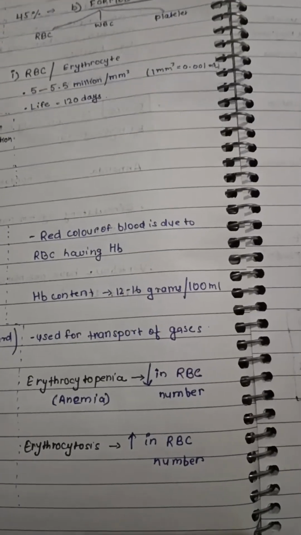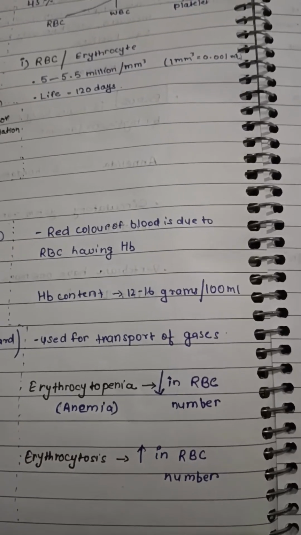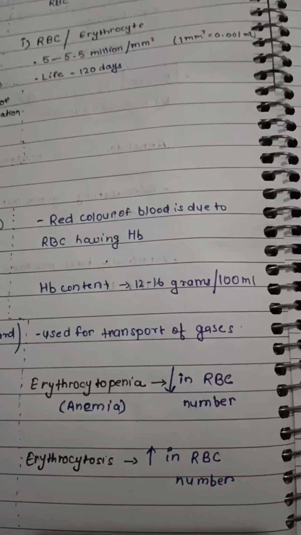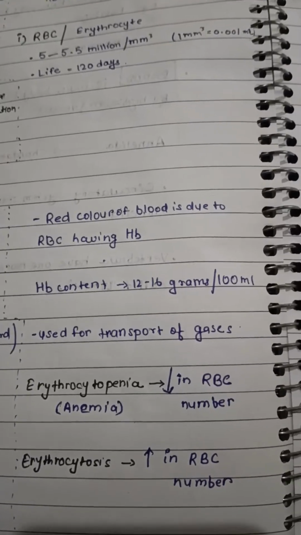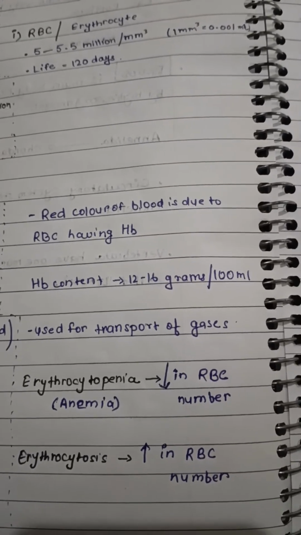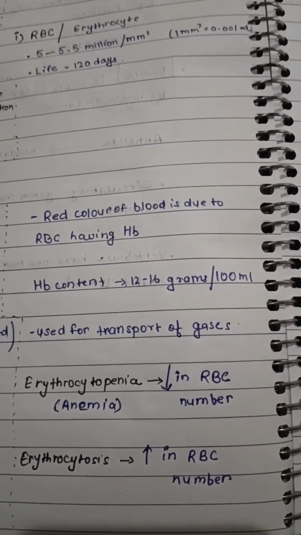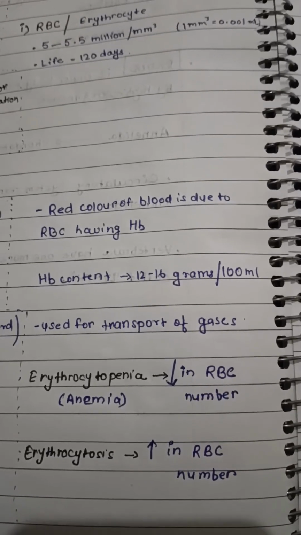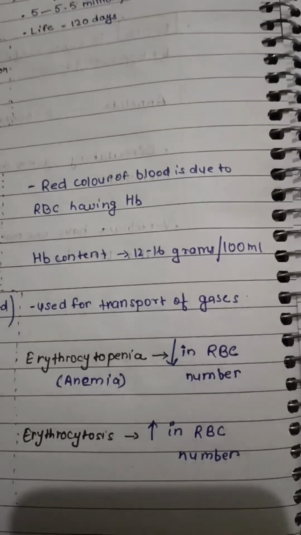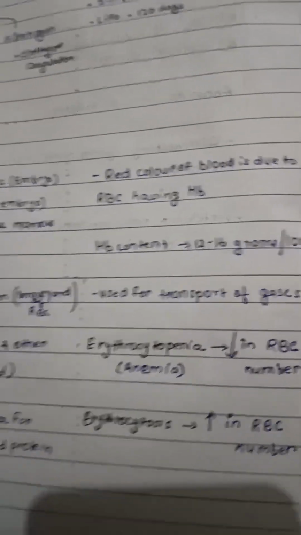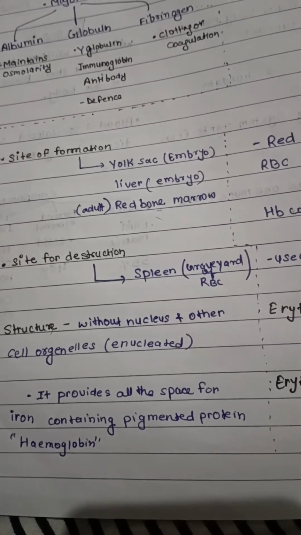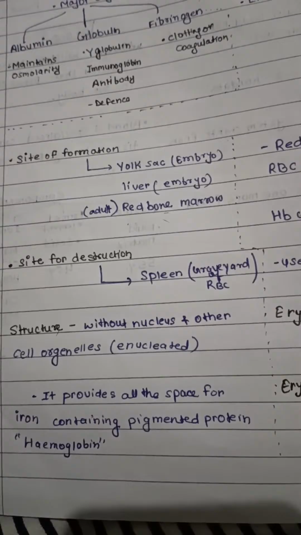The red color of blood is due to RBC having hemoglobin. Hemoglobin is 12 to 16 grams per 100 ml, used for transport of gases. Erythrocytopenia is a condition of anemia, a decrease in RBC number, and erythrocytosis is a condition in which RBC increases in number. The RBC provides the space for the iron-containing pigmented protein hemoglobin.